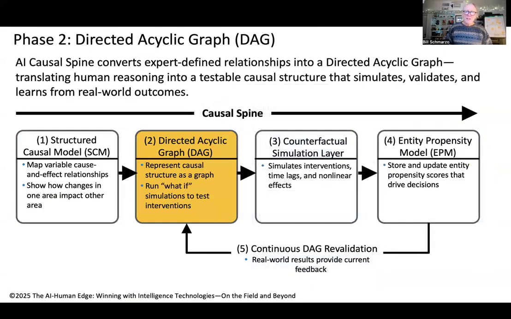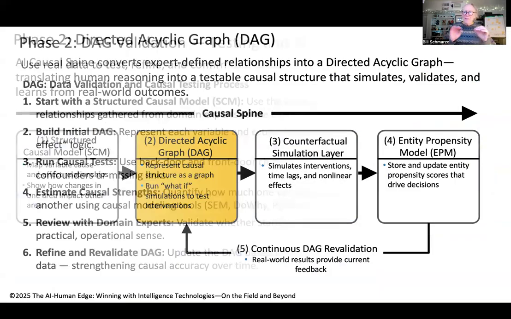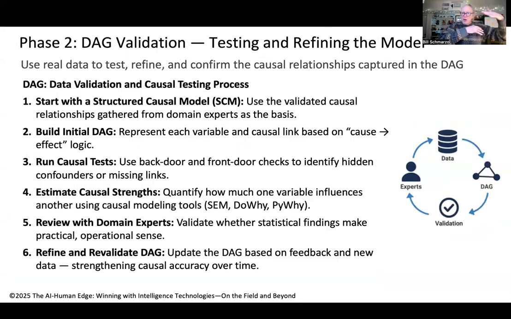Second step is now where the data scientist really kicks in and to build what is called this DAG, it's directed acyclic graph that allows us to actually represent the structured causal model into code, right? So we structure the structured causal model, we build the initial DAG, we run some causal tests using those tools we just talked about previously. All those different tools are helping us. We estimate the causal strengths by using SEM and DoWhy and PyWhy.